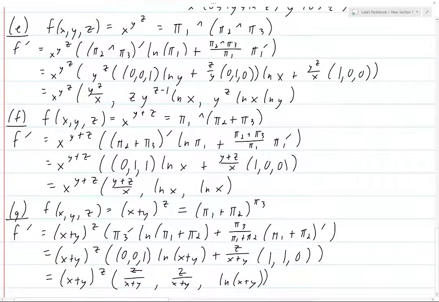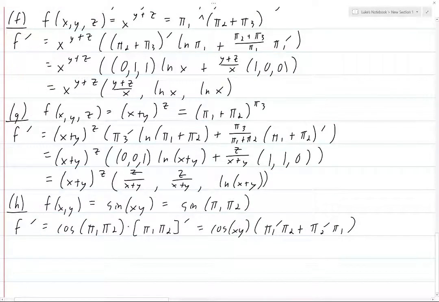All right. Moving along, we've got h. F of xy is going to be sine of xy. So that's sine of pi 1 times pi 2. So f prime is going to be, we use the chain rule. So we get cosine of pi 1 pi 2 times pi 1 pi 2 prime. So this is going to be cosine of xy times pi 1 prime pi 2 plus pi 2 prime pi 1. So this is going to be cosine xy. Then we've got 1, 0 times y plus 0, 1 times x. So we get cosine of xy times the vector yx. So it sort of reverses order.